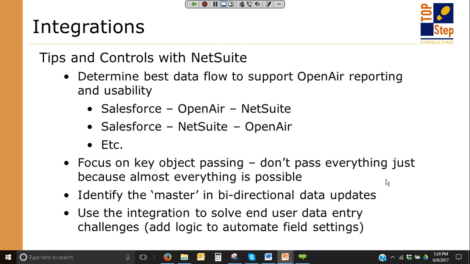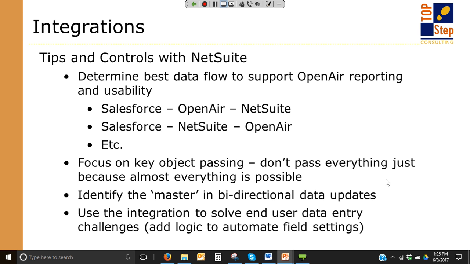Now here's just a high-level list of some of the things to think about when it comes to tips and controls for the NetSuite integration. Probably the first and foremost is what is the data flow? Because they can actually have OpenAir passing data to NetSuite or NetSuite passing data to OpenAir or both. So you have to understand who's the master for what type of data, and when is NetSuite the master, when is OpenAir the master. So we see the Salesforce OpenAir NetSuite flow quite often and Salesforce NetSuite OpenAir flow quite often. So when you're thinking about connecting the systems together, the very first thing you have to look at is which direction the data is going and does it make sense.